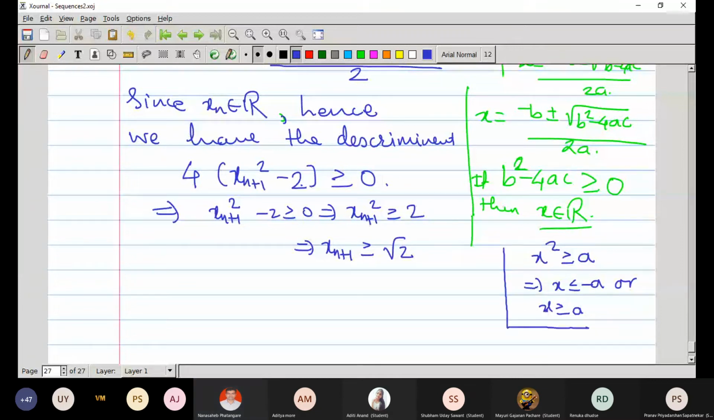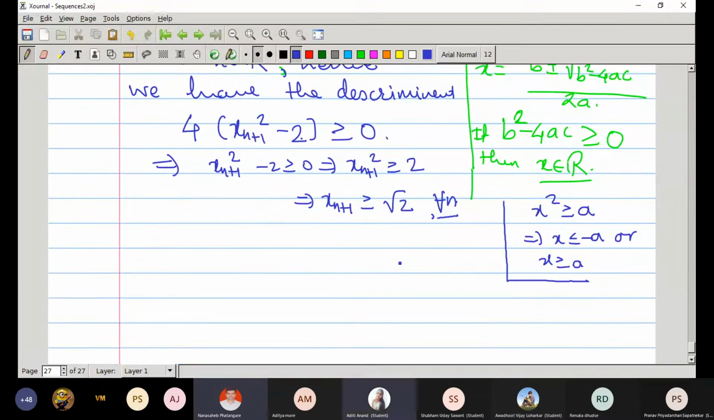Yes, sir. Sir, we can also say that xn plus 1 lies between minus root 2 and root 2. No. Not less than root 2. It is greater than or equal to root 2. Why can you say less than? Because why are we not taking the minus root 2 in this case? That's my question.